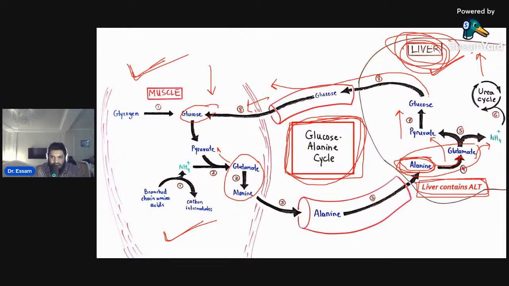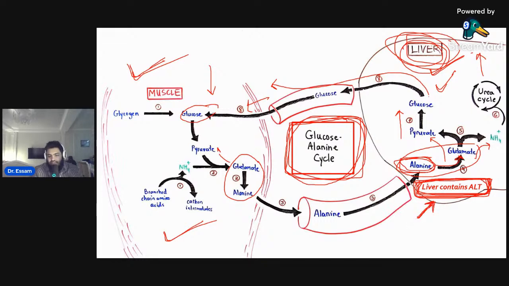What is the name of the enzyme? In short form, we call it ALT. Okay, but the full form is alanine aminotransferase. So when you make notes, you have to google and write the full form of ALT. It is alanine aminotransferase. So if I ask you the question, why do we need the liver for completing the glucose alanine cycle? The answer will be because only the liver contains alanine aminotransferase.